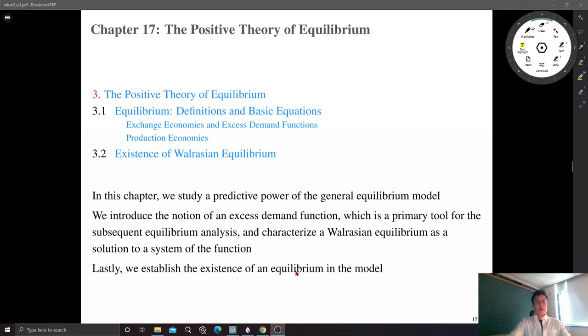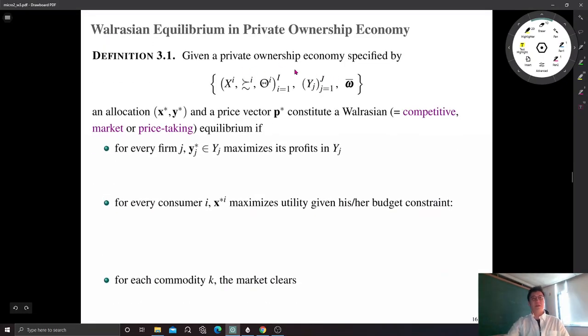So Chapter 17 is comprised of those 4 topics, and I'm going to explain them one by one. In this first video, I'm going to talk about equilibrium, the very first topic. We are going to see what this excess demand function is and why that is a convenient tool for the equilibrium analysis, and how we characterize equilibrium with this excess demand function. We also study their properties. All right. So let me start with the definition of equilibrium.